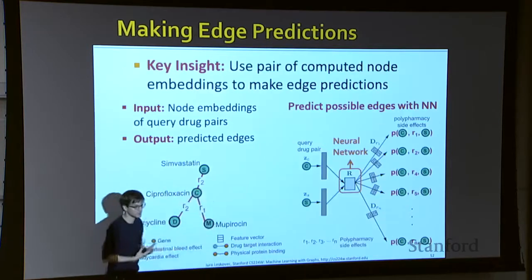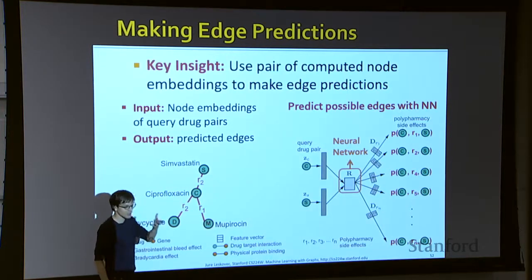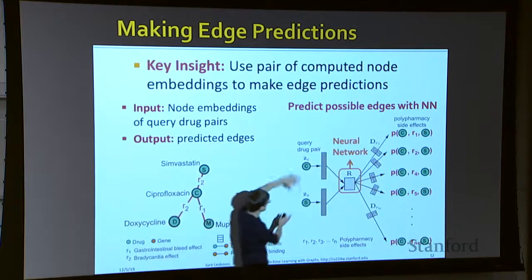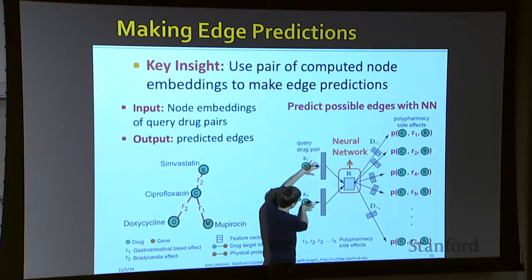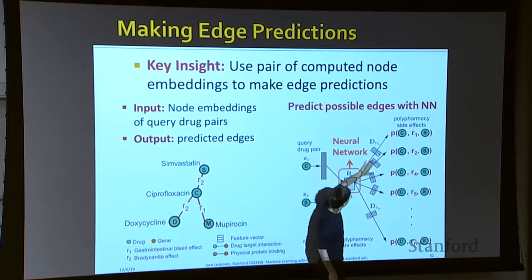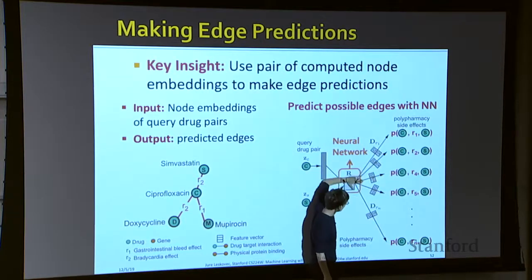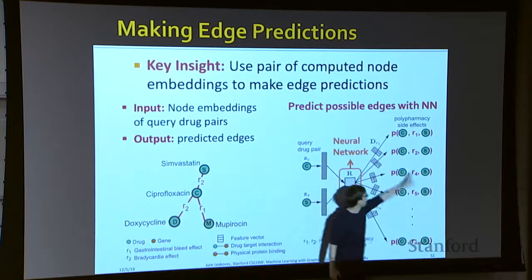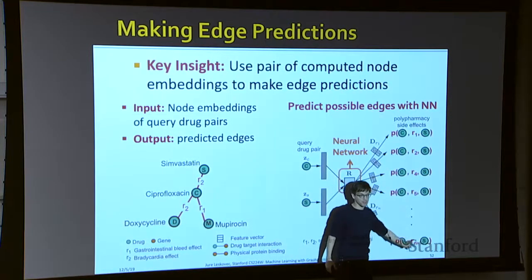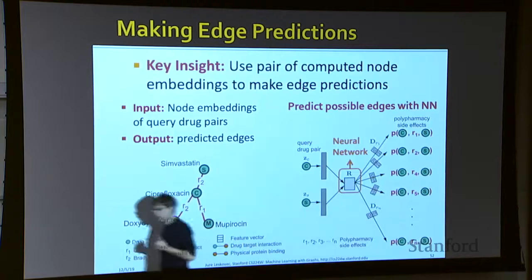Now we need to predict drug types. The edge types. The way we predict the edge types is to say, here's the embedding for one drug, here's the embedding for the other drug, and now I want to create 1,000 different predictions. One for every edge type. One for every side effect type, right?